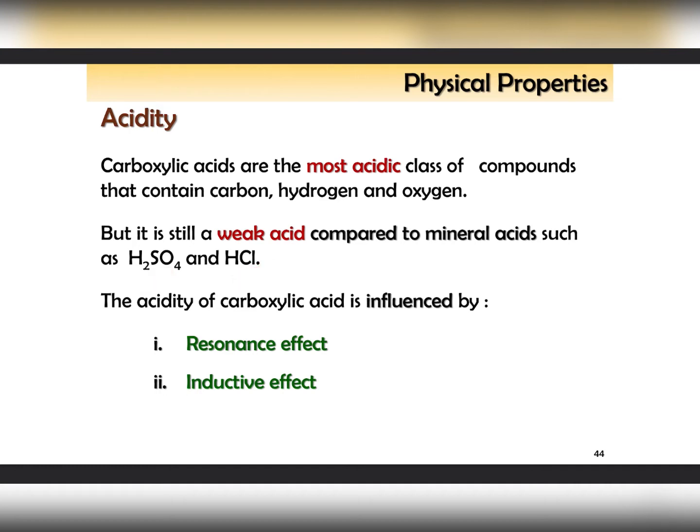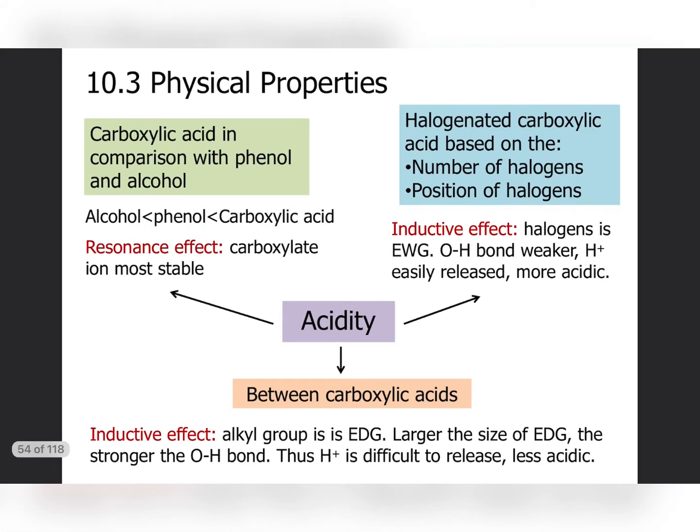Okay, tapi kalau contoh kita compare carboxylic acid dengan ada compound contoh alcohol, so carboxylic acid is the most acidic. And this is because of the resonance effect and also inductive effect. So kita akan tengok apa itu dua benda ni. Okay, so acidity of carboxylic acid, basically kita akan tengok comparison. Okay, so kita akan ada resonance effect dengan inductive effect.